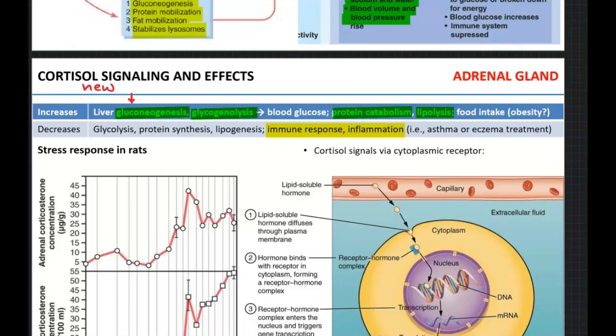Gluconeogenesis, making glucose. Glycogenolysis is a breakdown of glycogen. During that process, glucose is generated. Protein catabolism, it doesn't have any specific name. Obviously, when you break down protein, you can use amino acids as the source of energy. And lipolysis is the breakdown of fat.